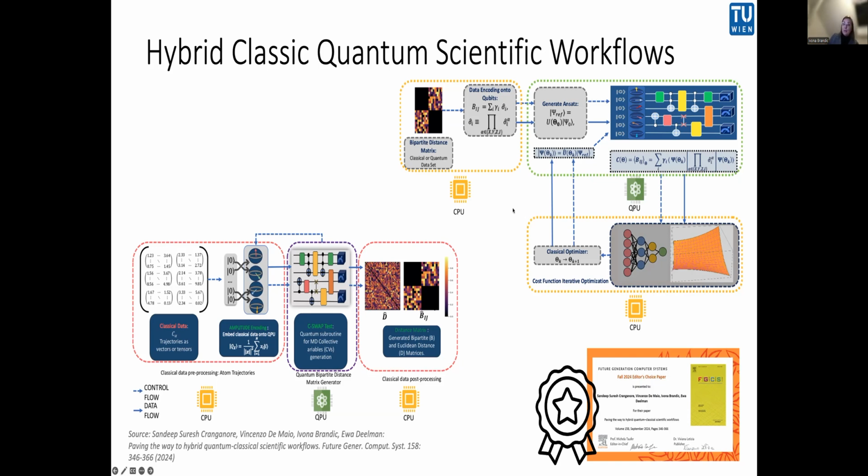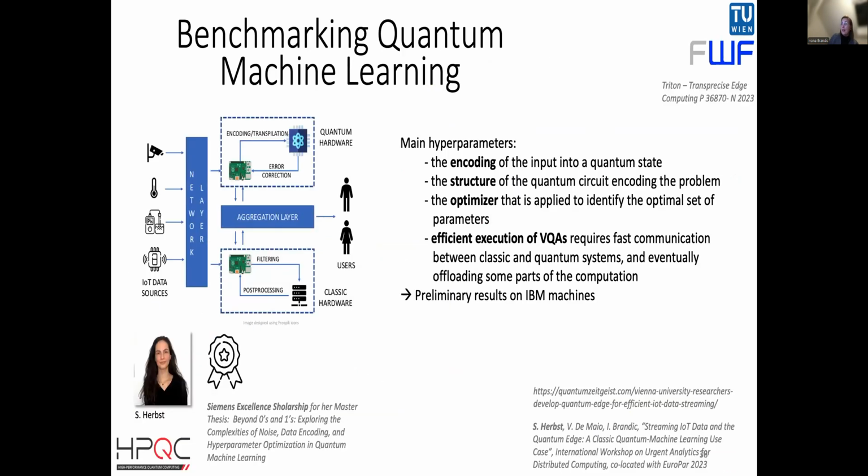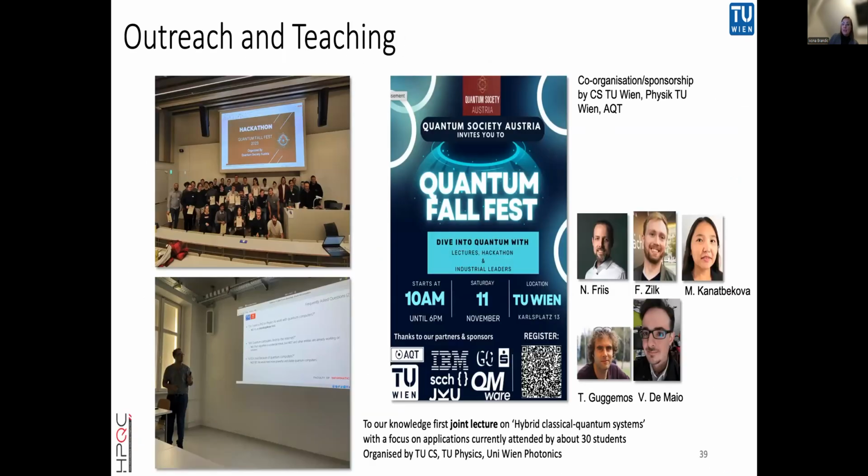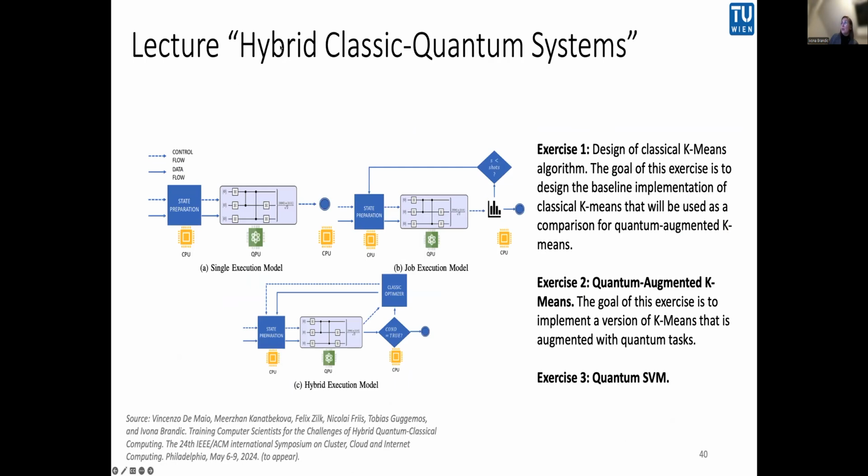If you think, oh yeah, wow, this is so super complicated, how can I start here? Well, I can show you here. We have a lecture called Hybrid Classic Quantum Systems, where we try to teach computer scientists, non-physicists, quantum systems, and we try to use tools and methods from computer science you are familiar with, right? For example, we start with the single execution model, where you have state preparation on the QPU. Then in the next step, we have the job execution model, where we have the state preparation, and then we have a certain number of shots in order to prepare our state, right?